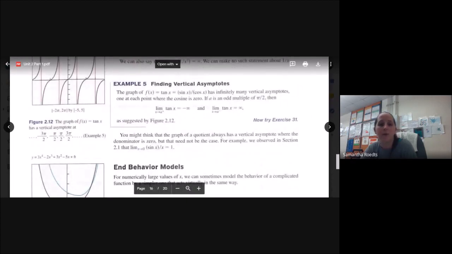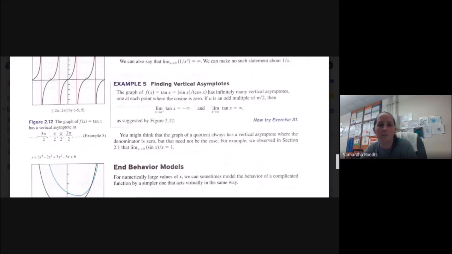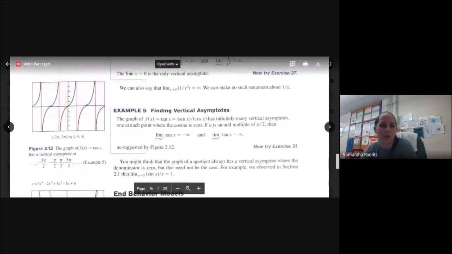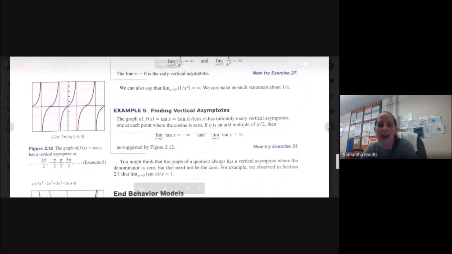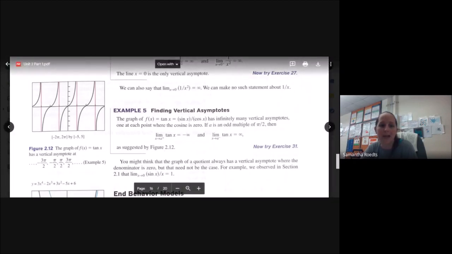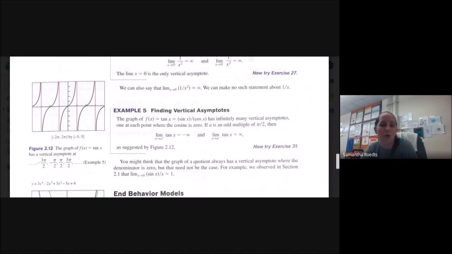Okay, so example number 5, finding vertical asymptotes. The graph of f of x equals tangent of x equals sine of x over cosine of x. So this is what the graph of tangent of x looks like. They stop. So there are actually vertical asymptotes at each of these spots. Okay. So one at each point where the cosine is 0. So whenever cosine is 0, there can't actually be a graph there because, again, if you divide by 0, bad things happen.